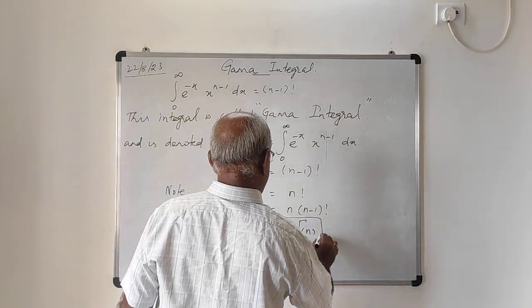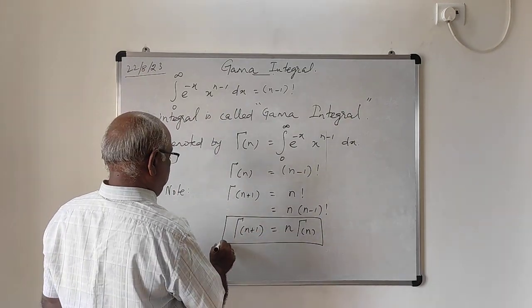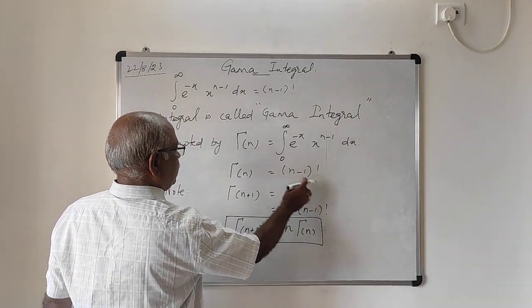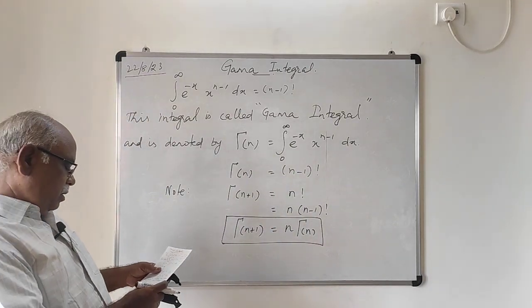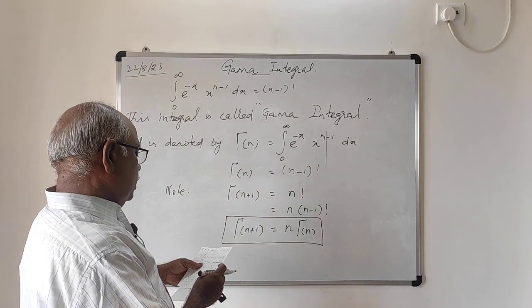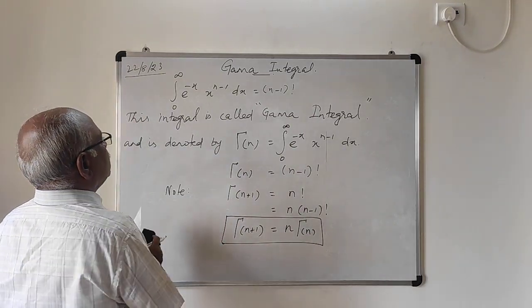This is one result you have to remember: gamma n plus 1 equal to n into gamma n, that is n into n minus 1 factorial, and n minus 1 factorial is gamma n. So like that, we define the gamma integral. Next, from this, we have to deduce one result.